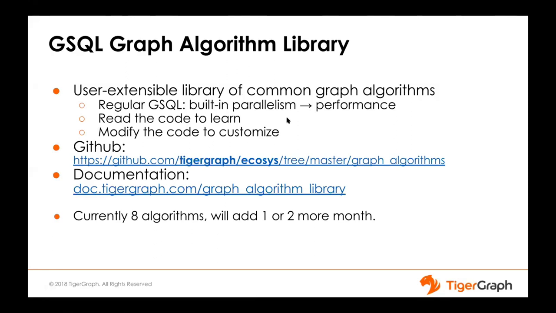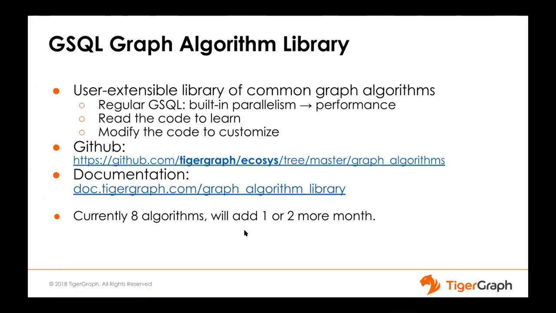And they still are going to execute very fast because the TigerGraph platform has built-in parallelism. So here is where you can find them. The code is on GitHub. You just have to remember TigerGraph and EcoSys, and you can figure out the rest. And once you have the slides, you'll see the full URL. And we also have documentation on our documentation website, and there'll be a link to get there.